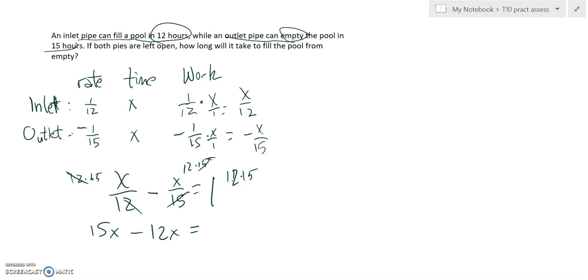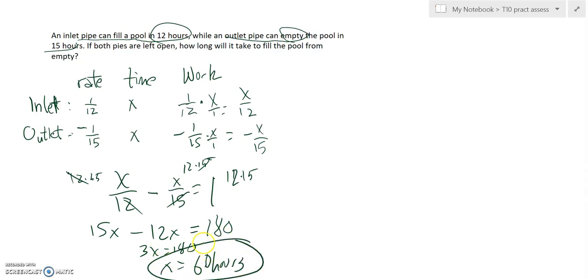12 times 15 is 180. And let's see, 15 minus 12, that's 3x. Divide by 3, x equals 60 hours. So it would take 60 hours if these were both left open to fill the pool.